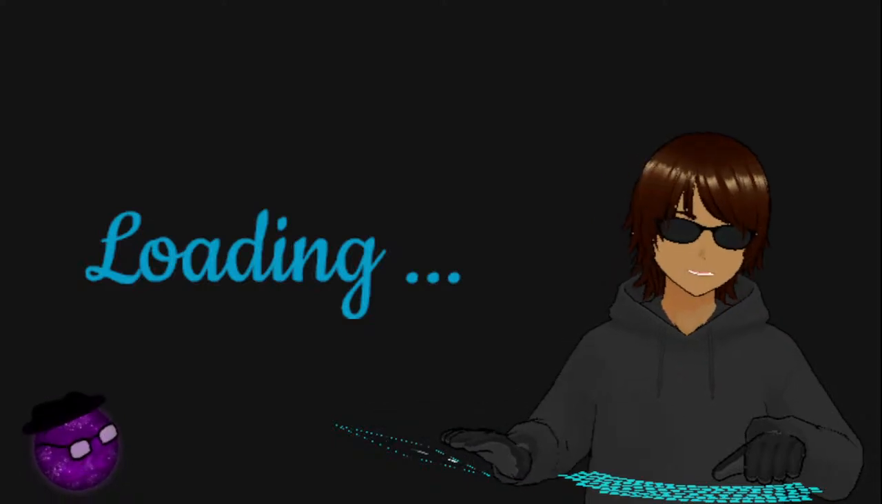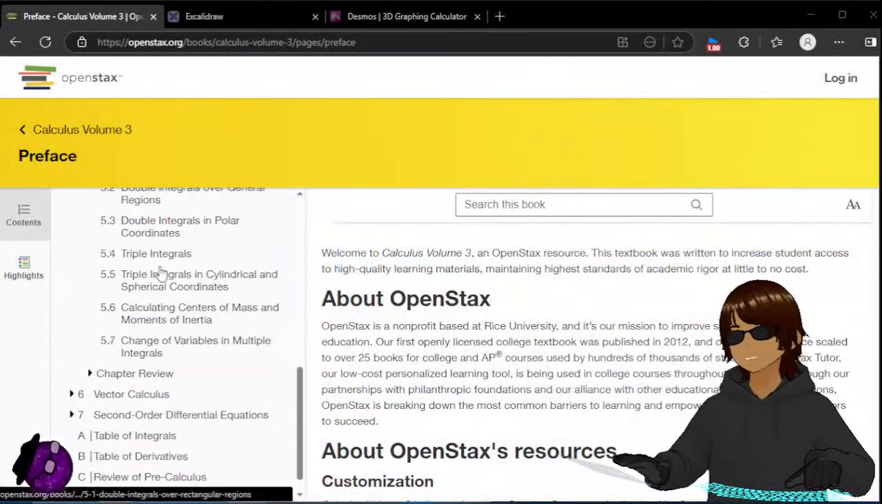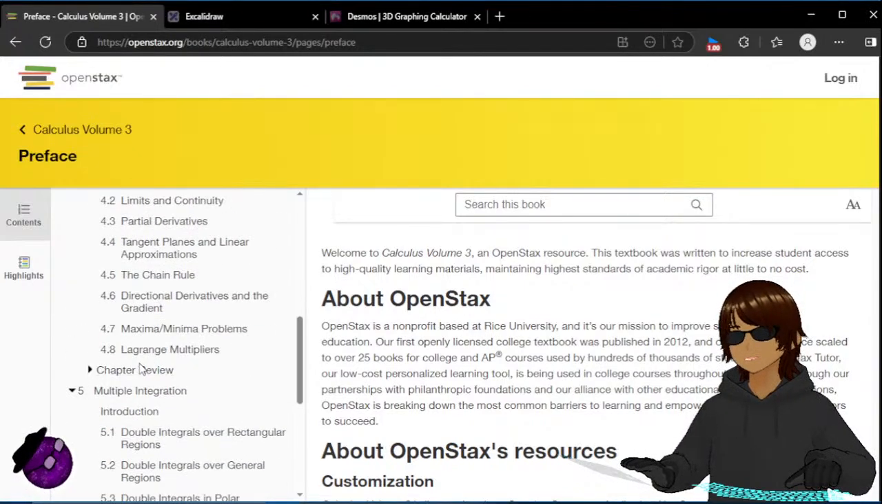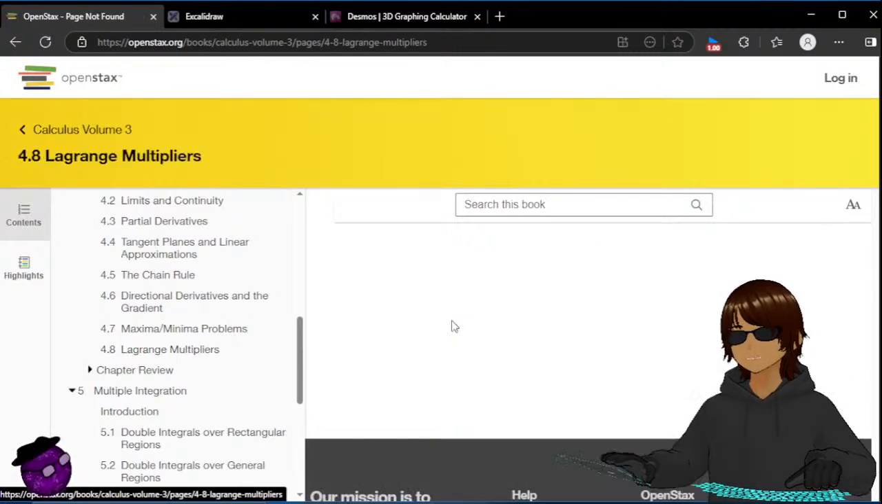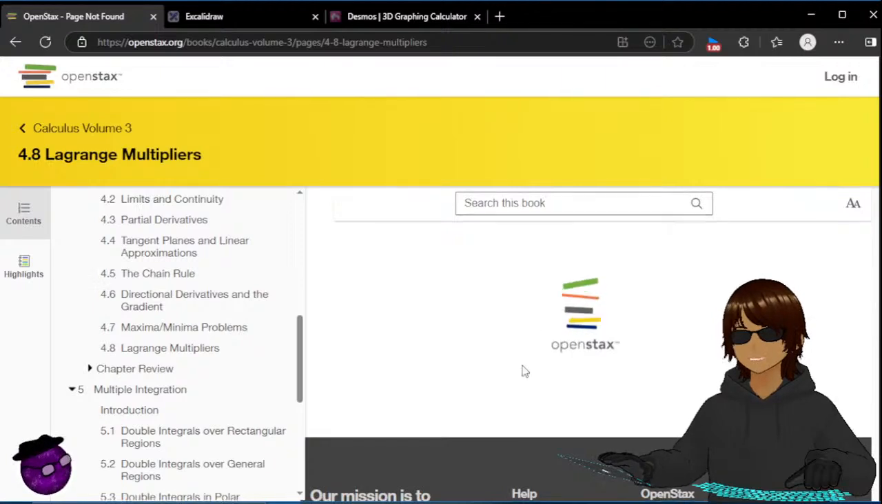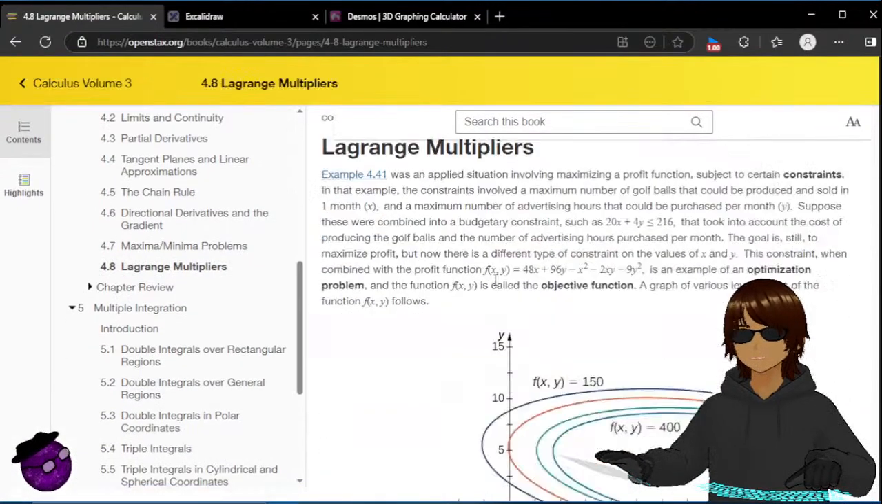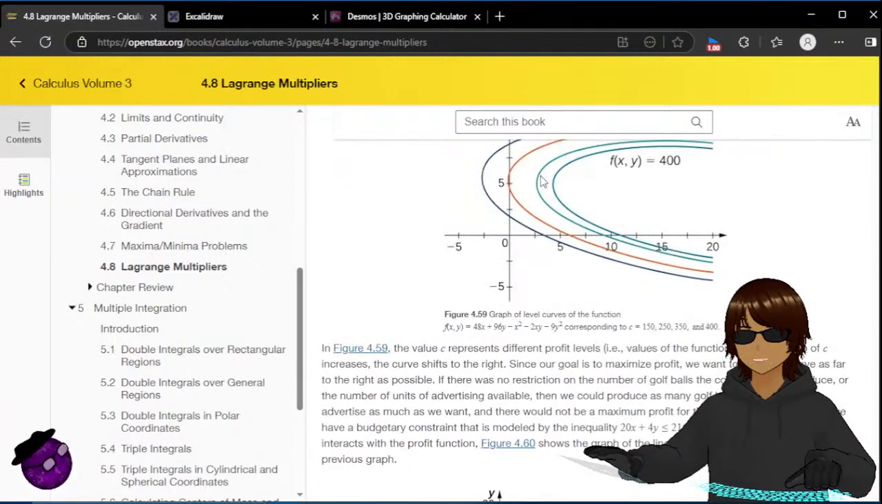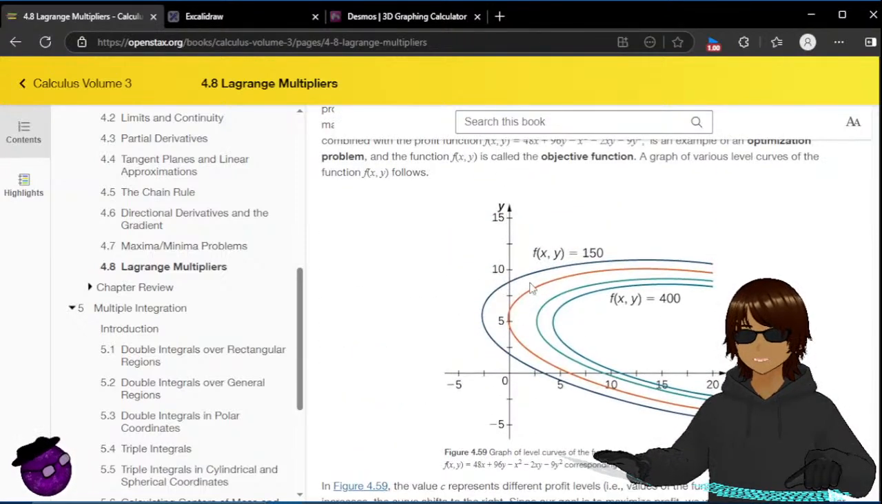So last time I learned about differentiation of functions of several variables. The last thing I learned about was Lagrange multipliers. It was an optimization method where there's an optimization function, showing the level curves of different values.